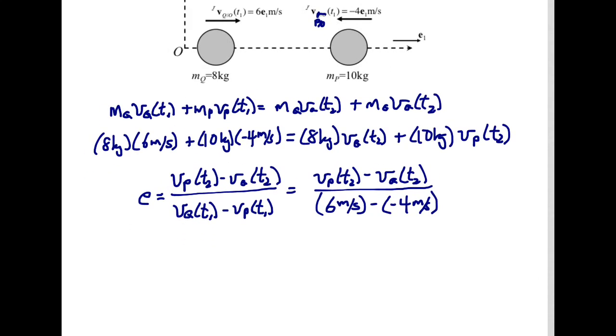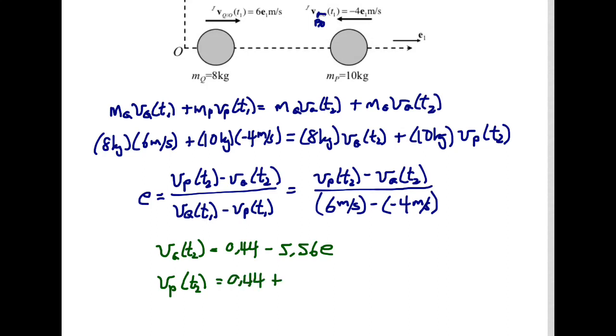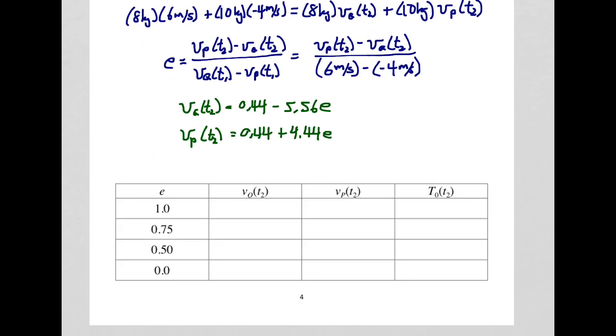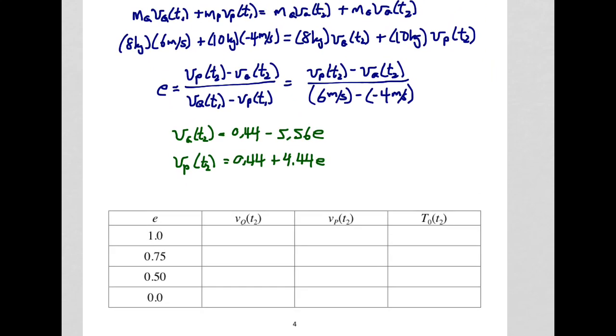And so when we solve these simultaneous equations for the speed of Q and the speed of P, then we get vQ at time 2 is equal to 0.44 minus 5.56 e, and then we get the speed of P, vP at time 2, is equal to 0.44 plus 4.44 e. And so we now have expressions for the speeds of our particles as a function of the coefficient of restitution. So let's start taking a look at how that affects the speeds given different coefficients of restitution.